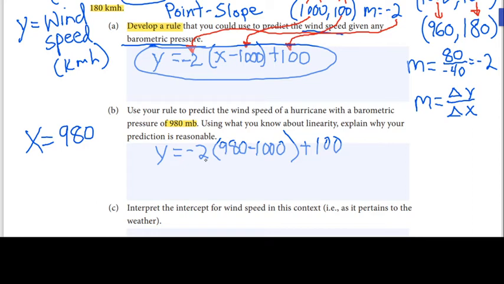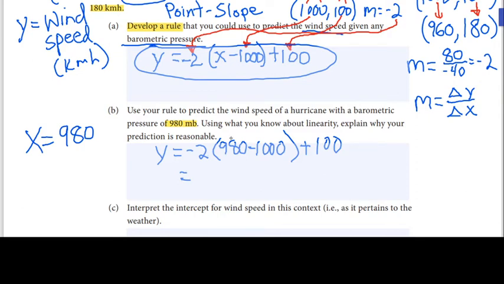Okay? If you notice, all I have are numbers. I have a y on the left side. It's solved for y. What is y? Y is right up here. It's the wind speed. So if I solve it for y, I'm going to get the wind speed, and that's going to be in kilometers per hour. Right?